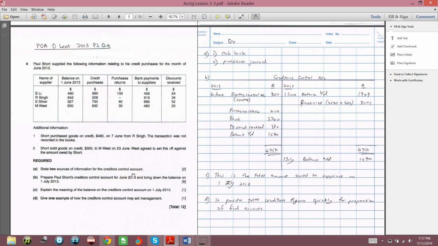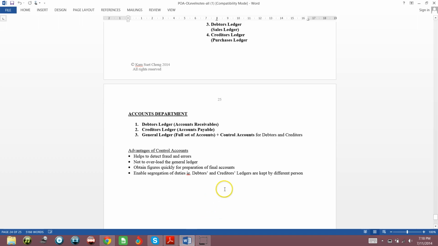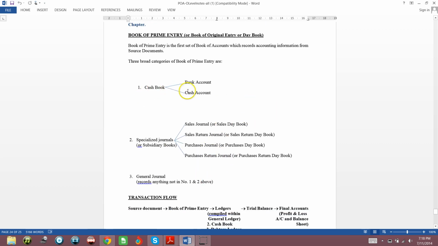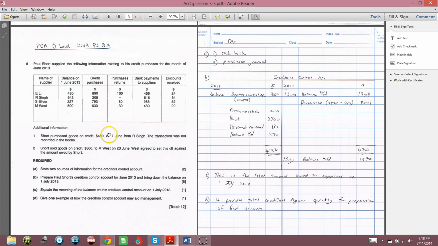So as I have explained in part 1 of lesson 3, we get the information for doing the control account from the book of prime entry. Remember this one? Book of prime entry. Okay, so what are the sources of information for control account? You can get it from the cash book and any of these. So 2 sources of information for creditors control account would be cash book, purchases journal, purchases return journal, even also general journal. So I have put any 2.